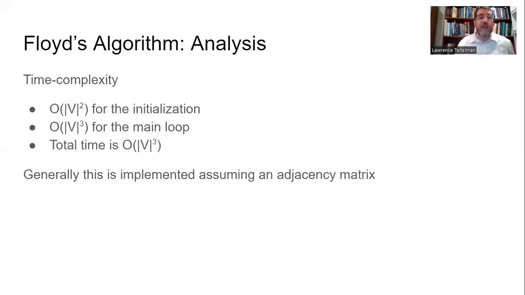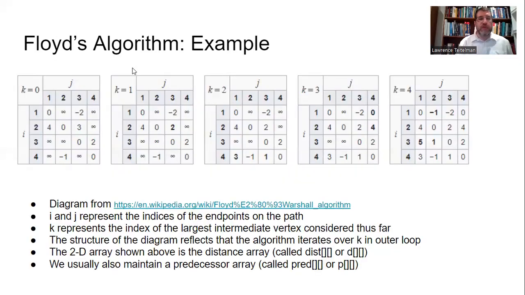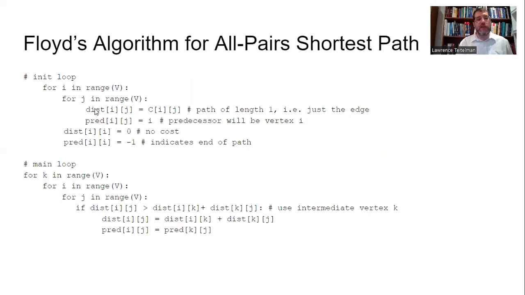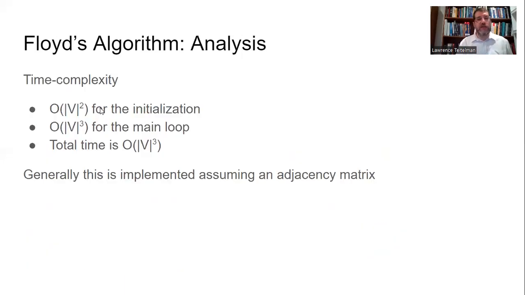Let's just analyze that algorithm. So we had two loops, right? This loop is a nested loop, so that is n squared.